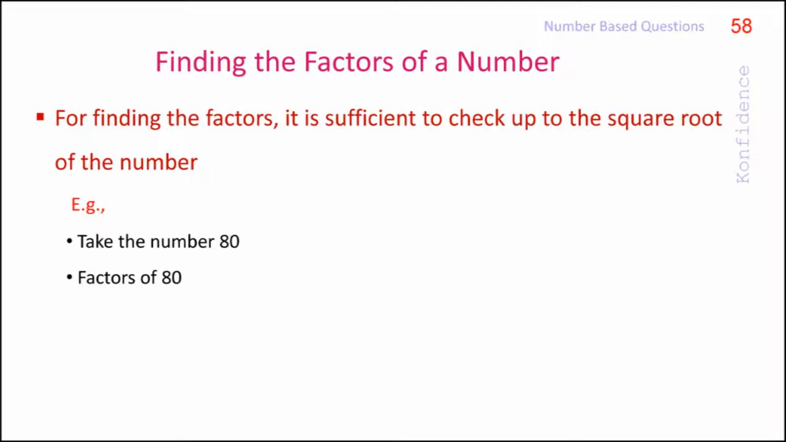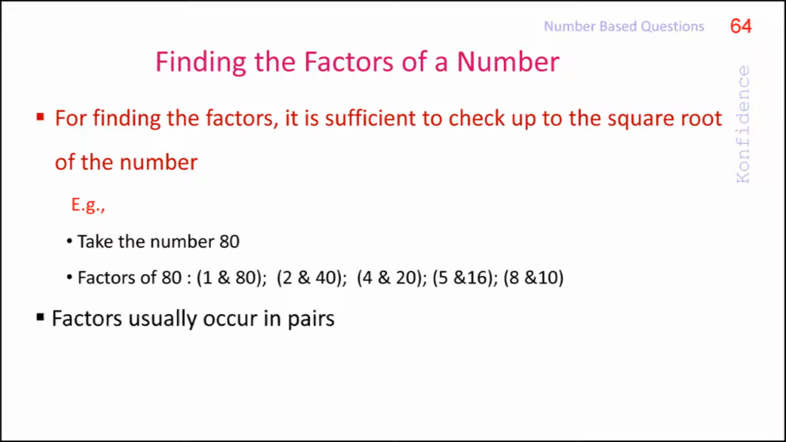Similarly, 80 can be written as 2 into 40, 4 into 20, 5 into 16, and 8 into 10. So the factors of 80 are 1 and 80, 2 and 40, 4 and 20, 5 and 16, and 8 and 10. Note that for each factor A, we are getting a corresponding pairing factor B such that A into B equals n.